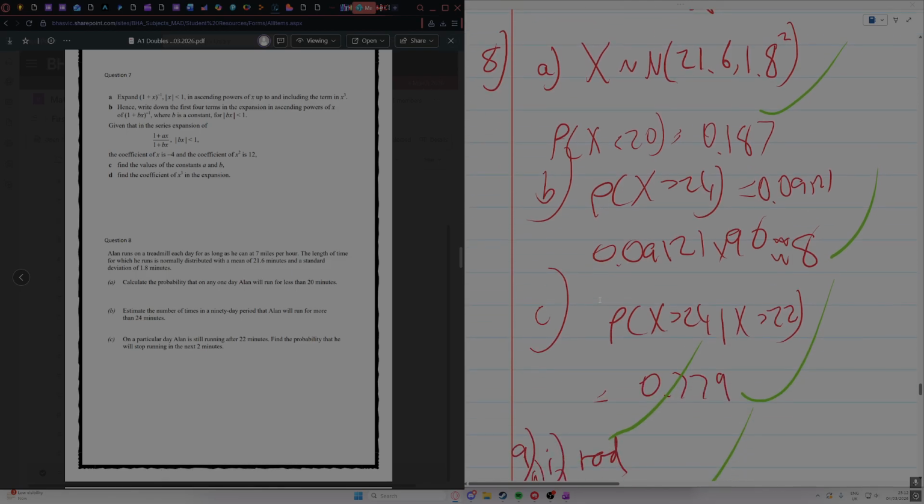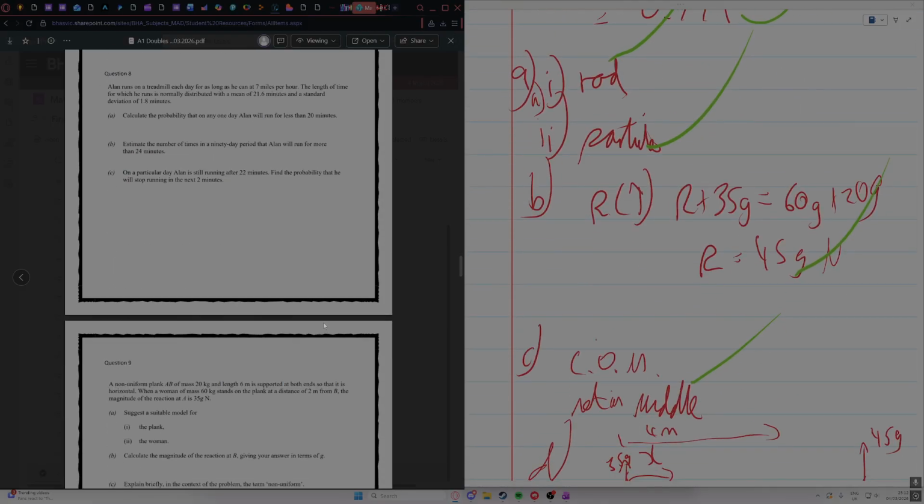This question's not very interesting at all. So you set up your distribution, put it in your calculator, and then this is conditional probability. Like, given that they're running after 22 minutes, that they're going to run in the next 2 minutes. That's basically what you're doing.